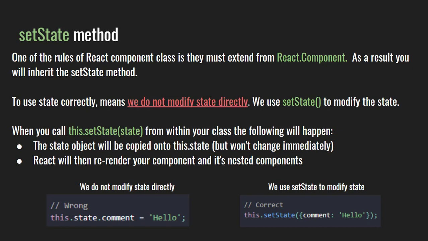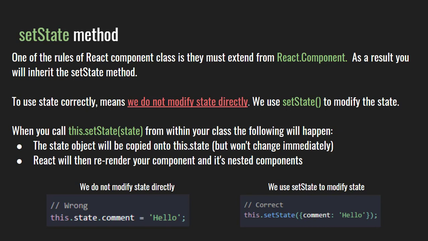When you call this.setState from your class, the object will be copied onto this.state, but it won't change immediately. We're going to get into how it takes the previous state, adds to it, and then uses that as the current state, right? It's actually going to keep track of what you previously had and the new changes, and it's going to merge it. And then that merged state will be the new state. That's why you use setState.